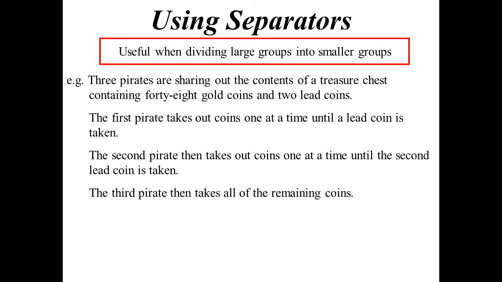So if I'm incredibly unlucky, the first coin pulled out is lead. No, bad luck, I don't get anything. But if I'm real lucky, I'll pull out the 48 gold ones until I hit a lead one, I get all of it. So that's the deal. Once the first pirate gets the lead one, second pirate's turn. Right, your turn. Keep pulling them out until you hit a lead coin, and then whatever's left, the captain's going to take. The third pirate's going to take.